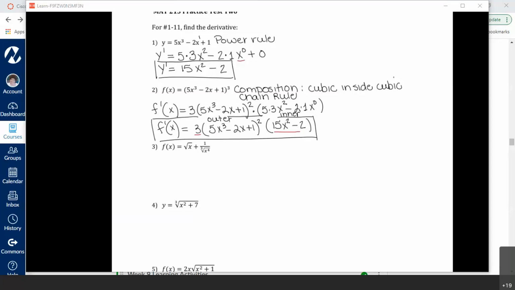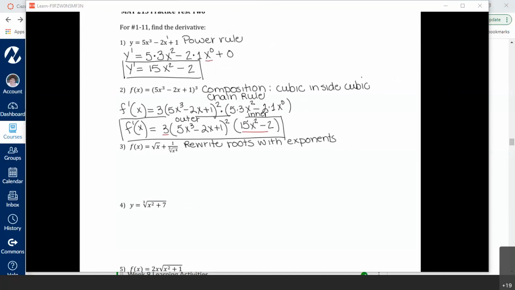Okay, now number 3 requires that you know something about rules of exponents. Okay, because otherwise you can't even get off the starting line with this problem. So the first thing you want to do is rewrite the roots with exponents. Okay, and again, why are we going to do that? So I can use the power rule.